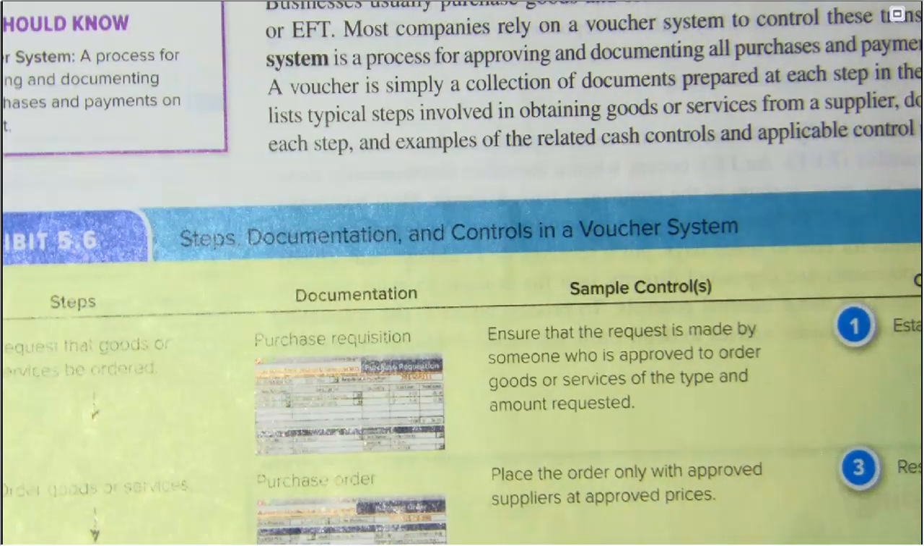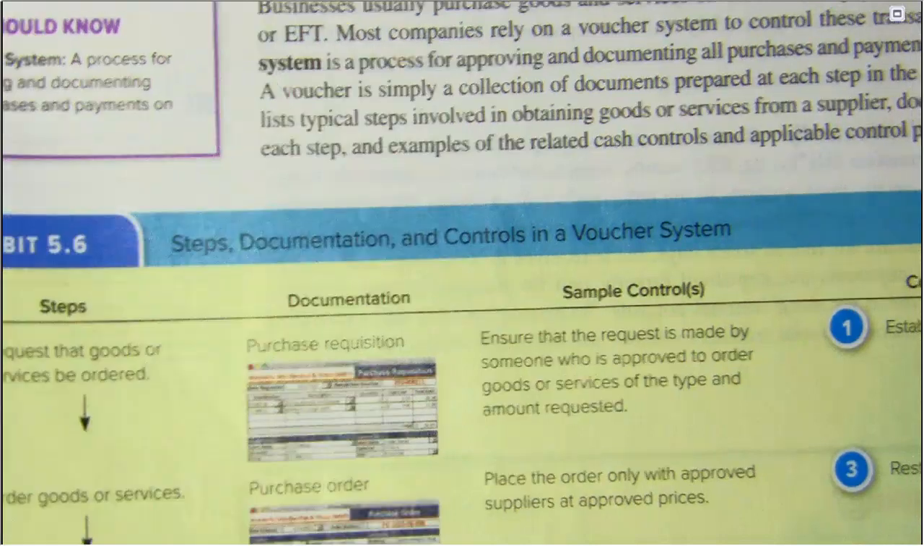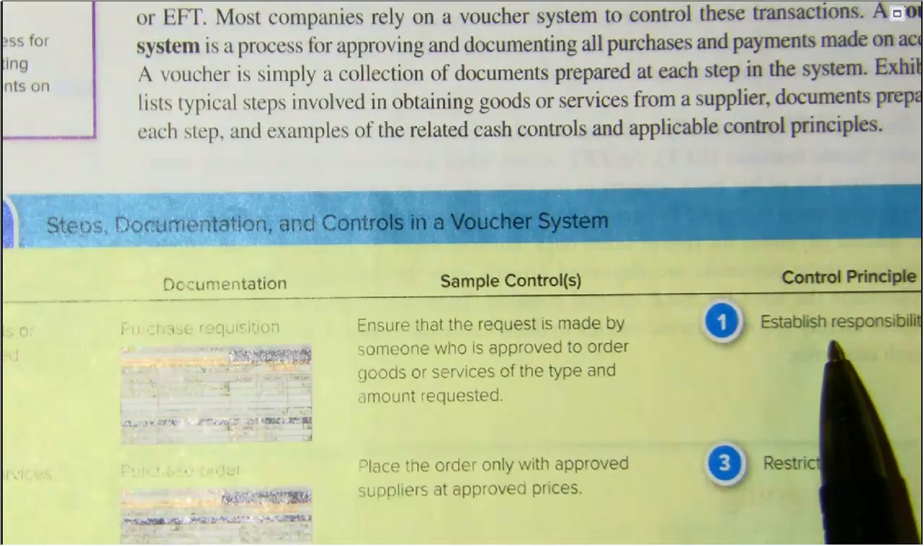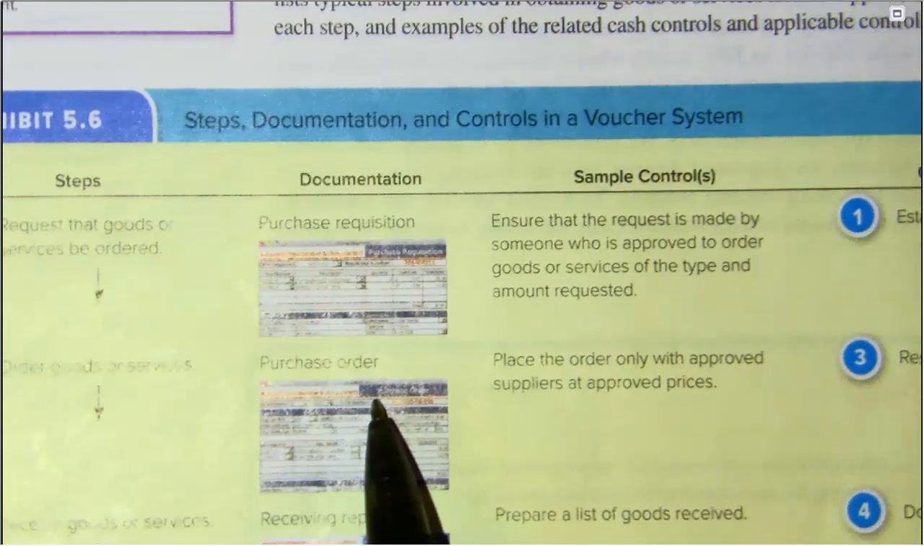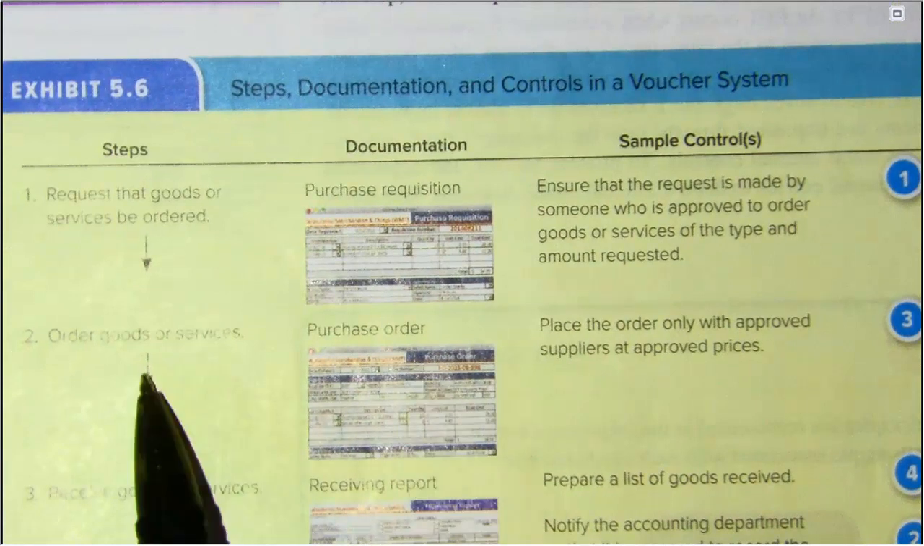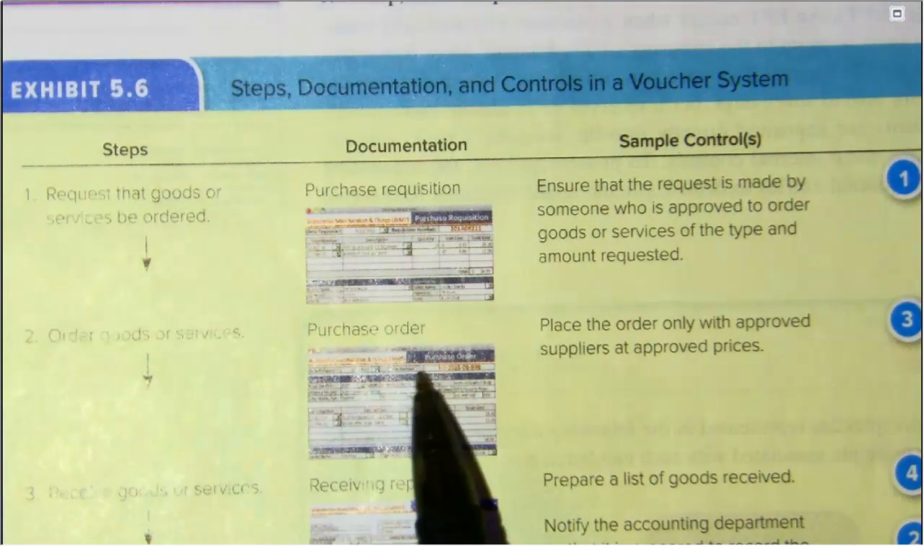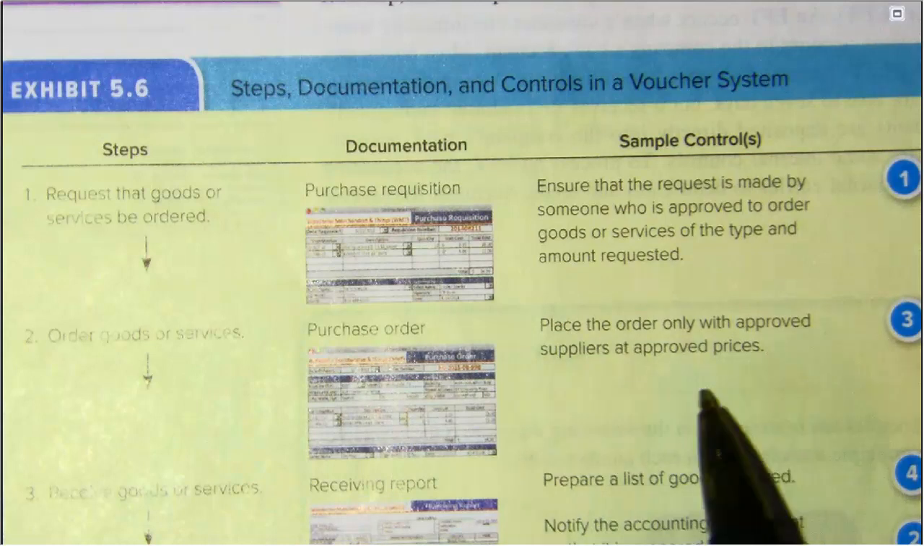Now it says that this is to establish responsibility. That's the control principle. That's true. Who's placing the order? But it also documents that the requisition was made, so it also satisfies that control principle as well. Now the requisition goes to the purchasing department, and the purchasing department orders the goods or services, and they prepare a purchase order from a list of approved suppliers or vendors, so they couldn't create a fake company, sometimes called a shell company, and simply pay themselves.